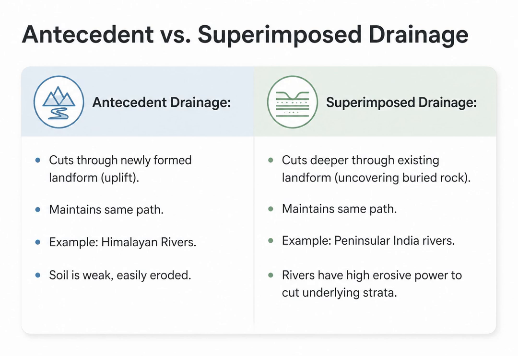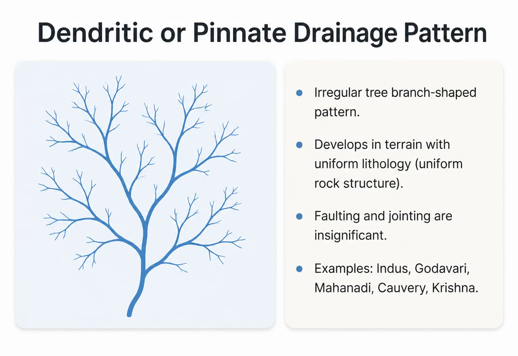Superimposed drainage, on the other hand, cuts deeper into an existing landform, uncovering buried, harder rock strata, like the rivers of peninsular India. In both cases, the river stubbornly maintains its original path. Now let's explore some specific geometric drainage patterns, starting with the dendritic or pinnate pattern.